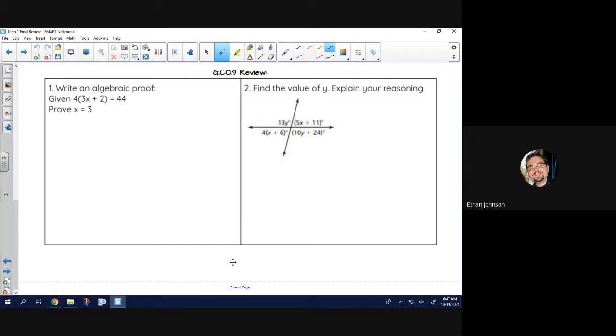So now we're going to be looking at the Unit 2 part of the final review. In Unit 2 is where we dealt with segments and angles and first introduced proofs. Now the first type of proof that we looked at was an algebraic proof. Still the same process. So we have our two columns, we have our statement column and our reason column.